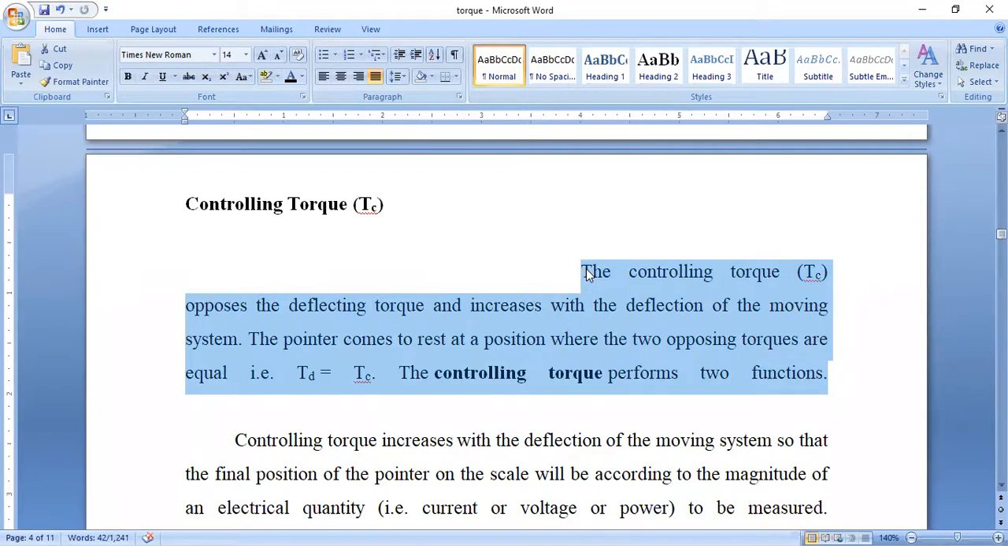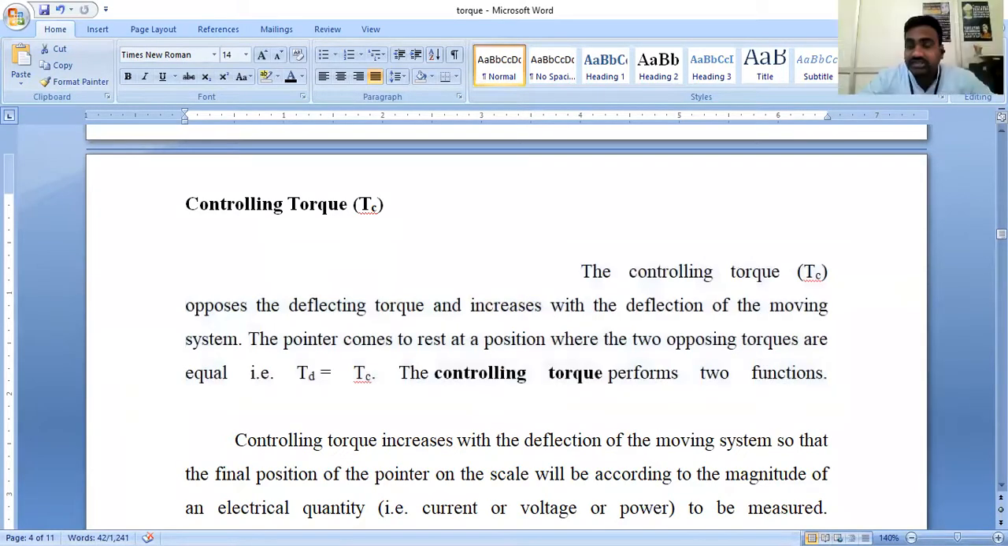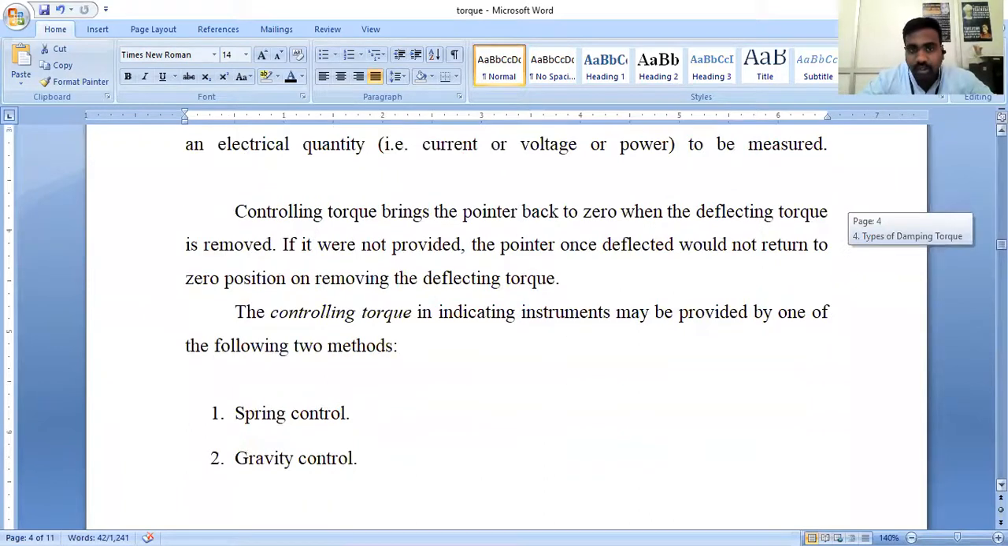The controlling torque increases with respect to the deflection of the moving system from the initial position. So the final position of the meter on a particular scale, at a particular magnitude, has to be measured. So how can we analyze the concept of controlling torque? When the controlling torque equals the deflecting torque, the needle will stop at a particular position.